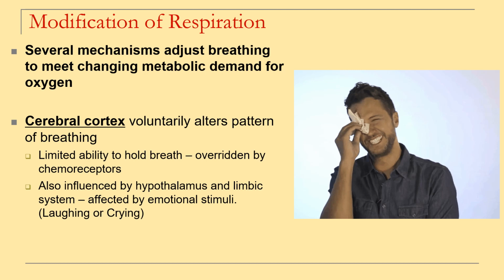So we have a limited ability to hold our breath, but that will eventually get overridden by chemoreceptors, and our brain will kick in. And our cerebral cortex can also be influenced by the hypothalamus and the limbic system, affected by emotional stimuli. So we all breathe funny if we're laughing too hard, or we breathe funny if we're crying too hard. And that comes back to the emotional stimuli through our hypothalamus limbic system influence on the cerebral cortex.